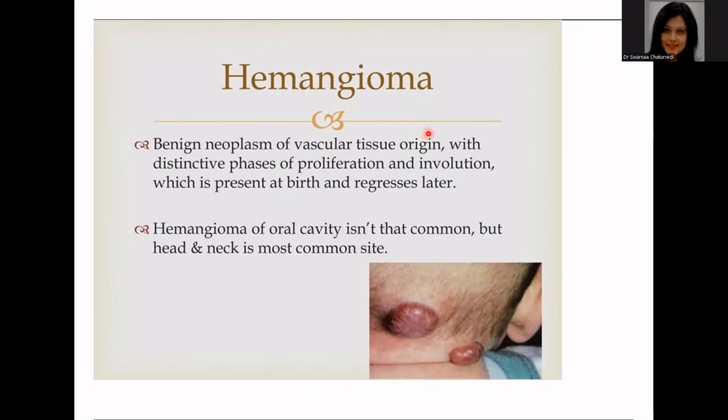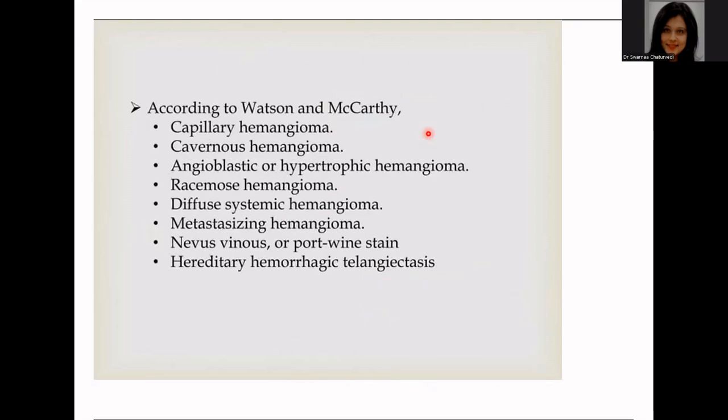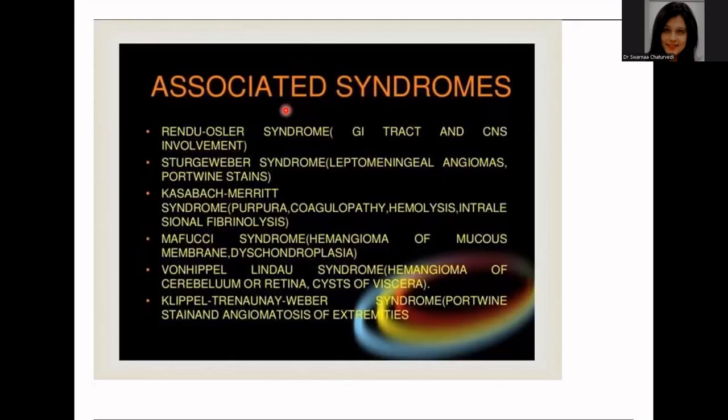In the oral cavity, hemangiomas are not that common, but the head and neck is the most common site. According to Watson and McCarthy, it has been divided into the following types. The most common ones are the first two, capillary and cavernous hemangioma. The rest are also found, but mostly we come across these two.